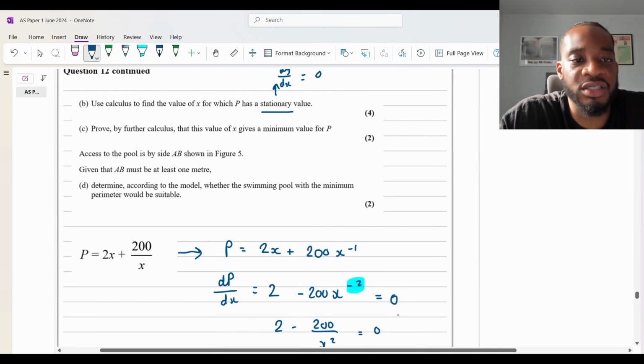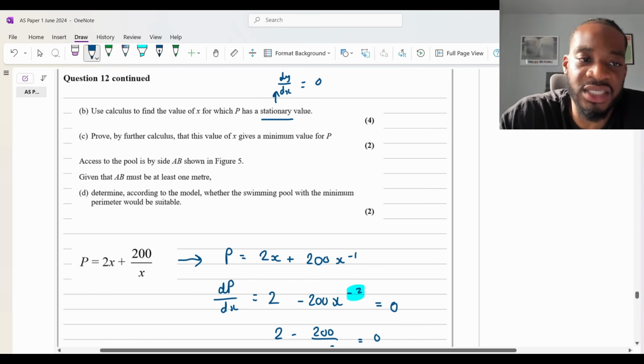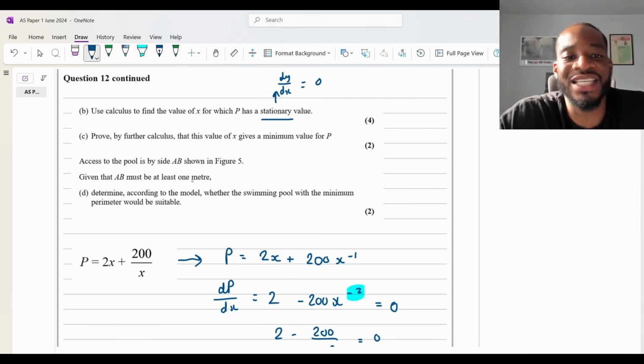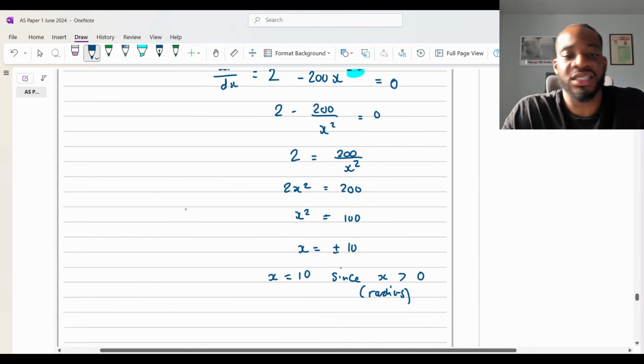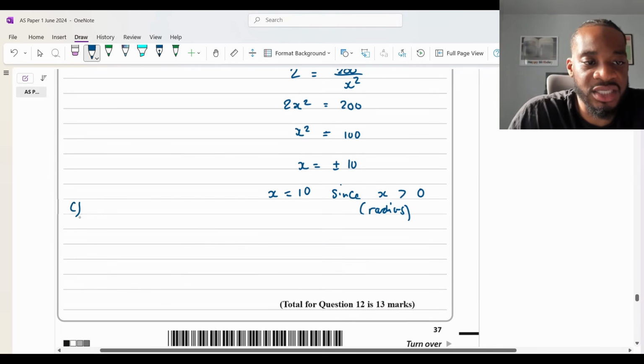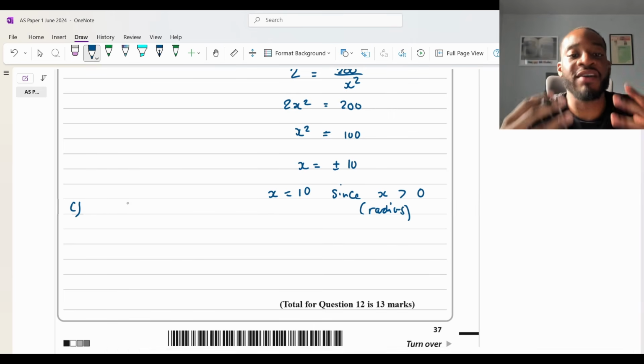So that is it, because it asks us for the value of x, isn't it? Yes, we found the value of x. X is 10. Now, part C says prove by further calculus that this value of x gives a minimum value for p. Now, again, these questions are the same, right? For part C, we're looking at the second derivative. It says use further calculus, right?